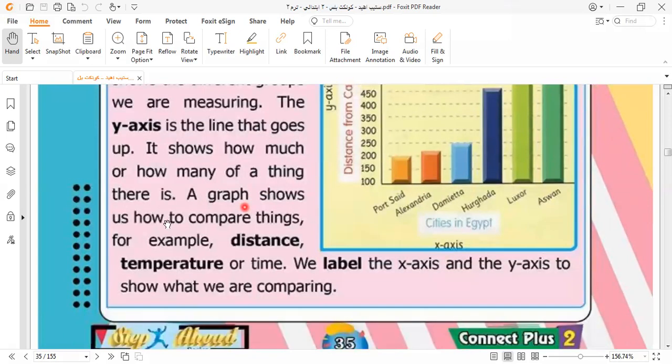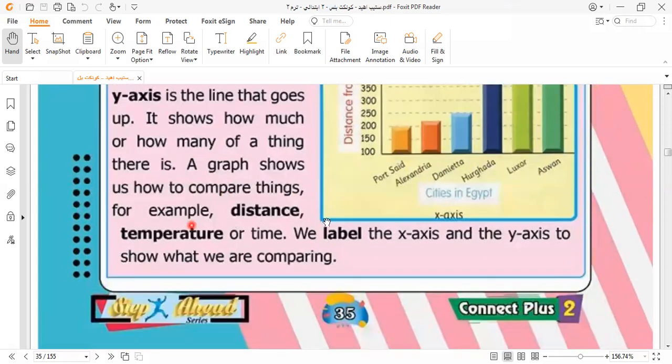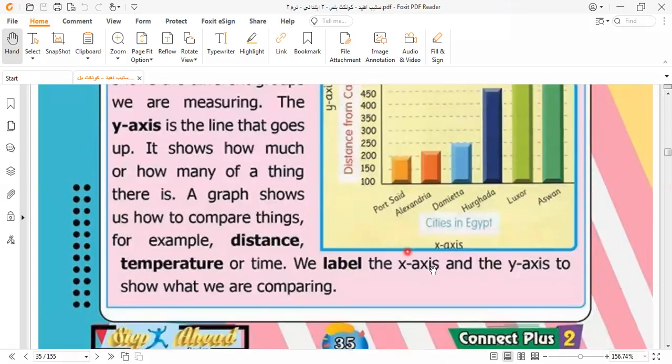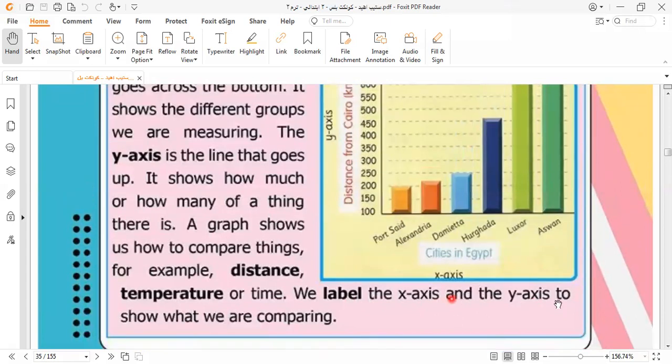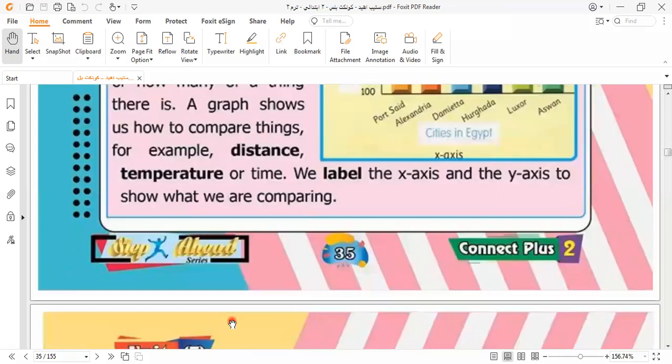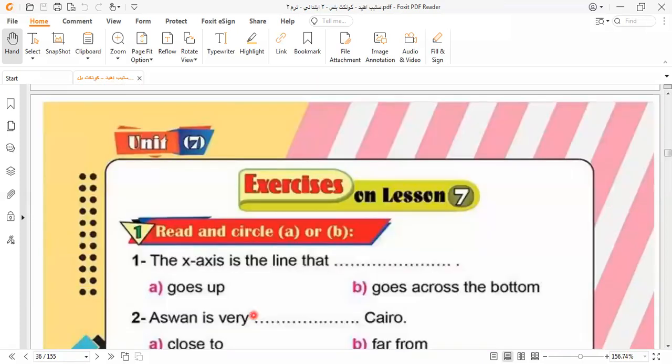A graph shows us how to compare things. For example, distance, temperature, or time. We label the x-axis and the y-axis to show what we are comparing. Let's go to answer the questions below.